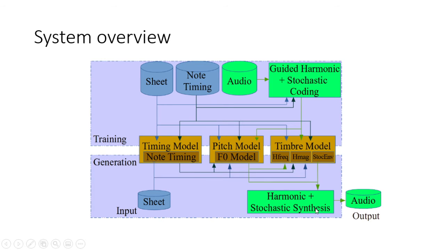And the second modification is that there are no phonetics inputs, because as we know, violin and other bowed string instruments don't have lyrics. And other modifications in the model are related to following the harmonic plus stochastic synthesis method.